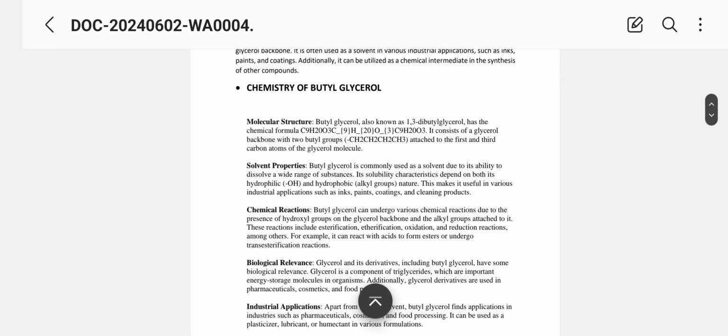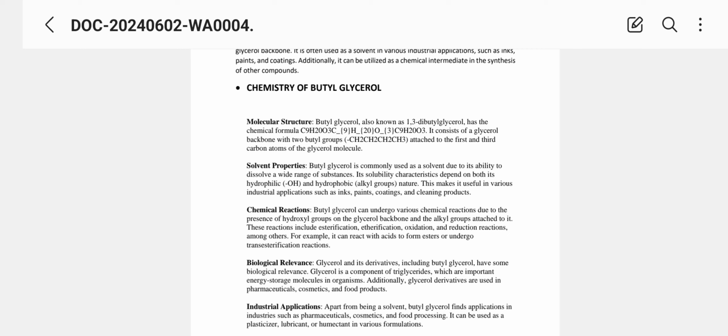Chemistry of butylglycerol. Molecular structure. Butylglycerol, also known as 1,3-dibutylglycerol, has the chemical formula. It consists of a glycerol backbone with two butyl groups attached to the first and third carbon atom of the glycerol molecule. Solvent property. Butylglycerol is commonly used as a solvent due to its ability to dissolve a wide range of substances. Its solubility depends on both its hydrophilic and hydrophobic nature. This makes it useful in various industrial applications such as ink, paint, coating, and cleaning products.